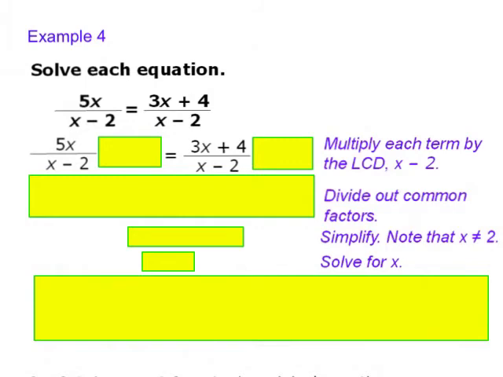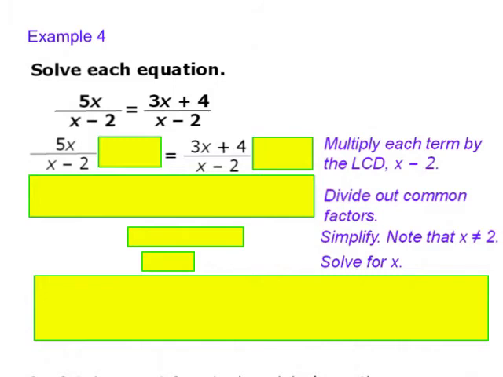Sometimes our problems look like this one here. Notice in looking at this one, I have 5x over x minus 2. So now I have a binomial in the bottom. So look here and ask yourself, all right, what is my common denominator between x minus 2 and x minus 2? Well, x minus 2, you say.